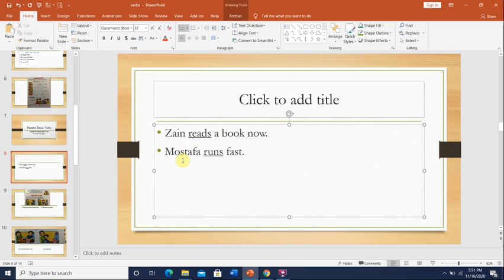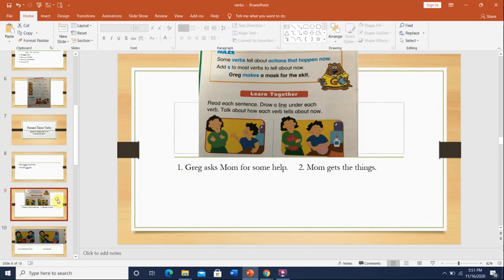And Mustafa. Who is the sentence about? Mustafa. What is Mustafa doing? Runs fast. So the action word here is run, and we add an S to the verb because Mustafa is only one person. So let's go back to the book. Page 121. It says read each sentence, draw a line under each verb, talk about how each verb tells about now.